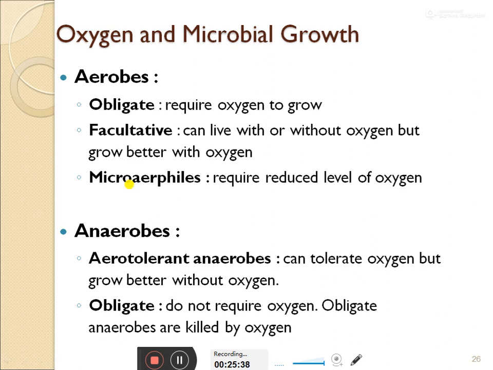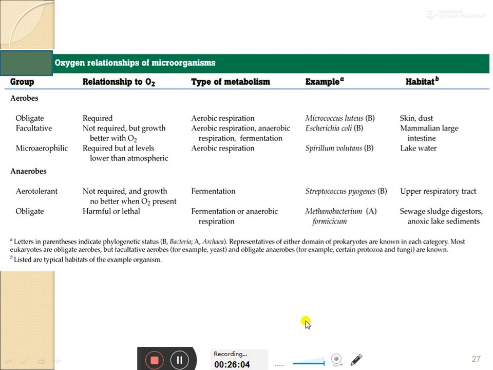As explained, obligate aerobes require oxygen to grow. Facultative anaerobes can live with or without oxygen, but grow better in presence of oxygen. Microaerophiles require a reduced level of oxygen, whereas aerotolerant anaerobes can tolerate oxygen but grow better without oxygen, and obligate anaerobes do not require oxygen at all. So these are the oxygen relationships of microorganisms: obligate, facultative, microaerophiles.